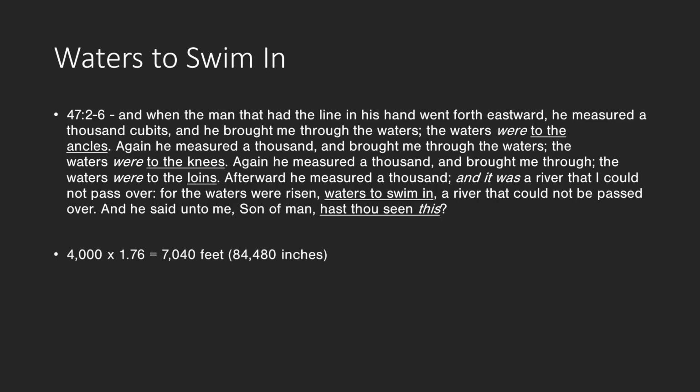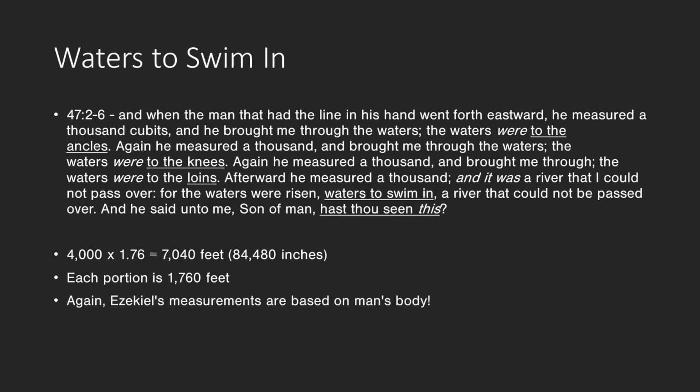4,000 of Ezekiel's cubits give us 84,480 inches, meaning each portion is 1,760 feet. And notice how Ezekiel is measuring these waters with proportions of a human's body. We'll see in our next presentation that the New Jerusalem is measured on these same principles.